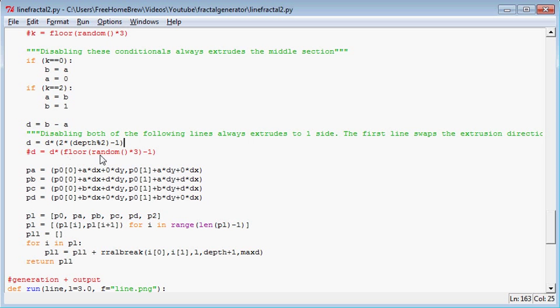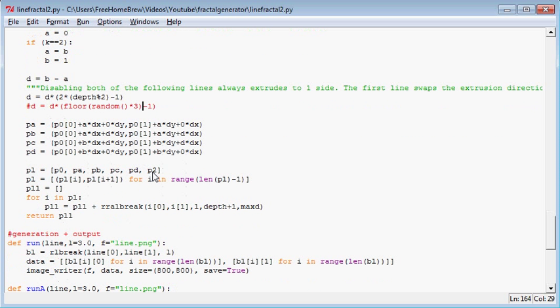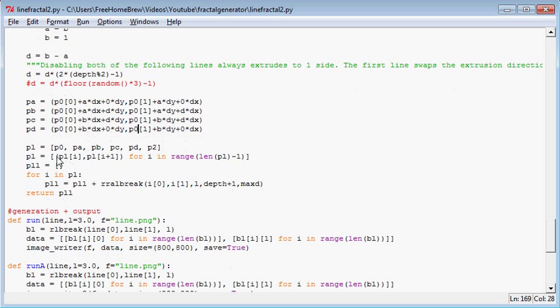And this one swaps at random, so it's basically the same idea. This is minus 1 or plus 1 at random. It's not actually, I think, because this can evaluate to 0, so I have to fix that. Maybe not. And then this is the same.